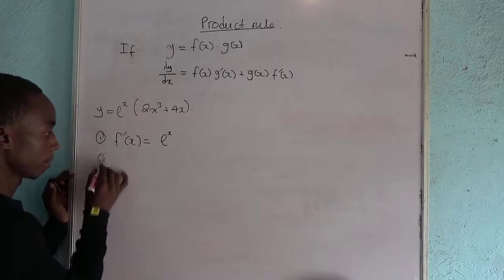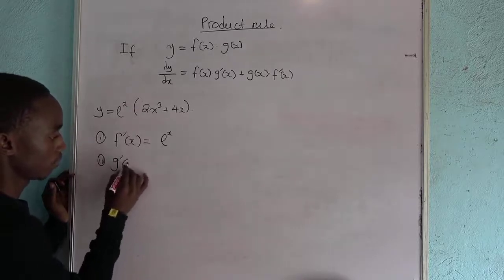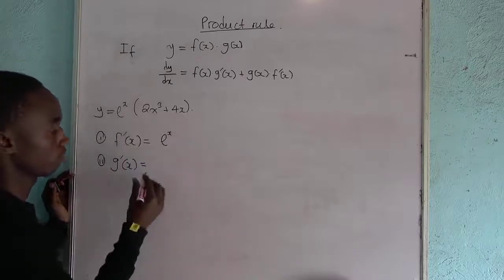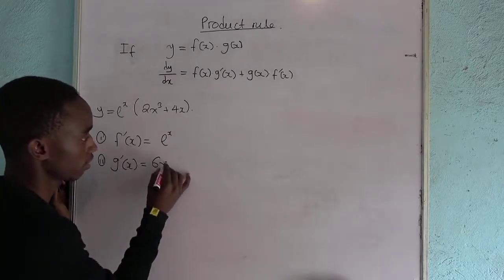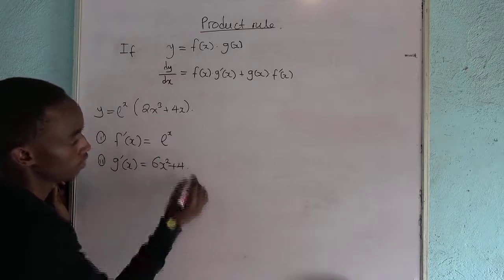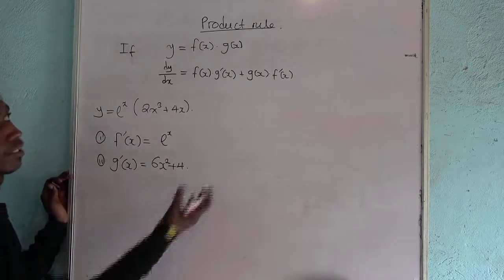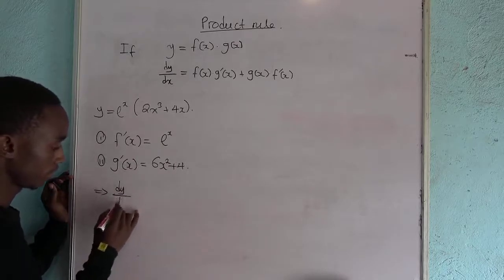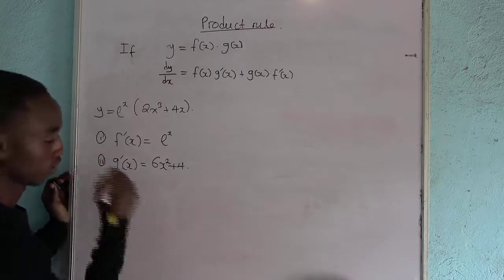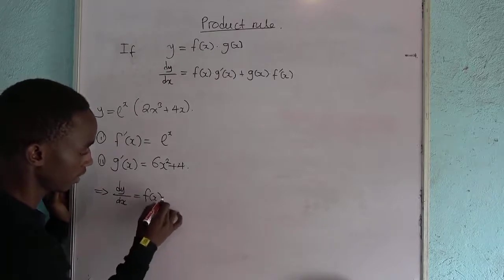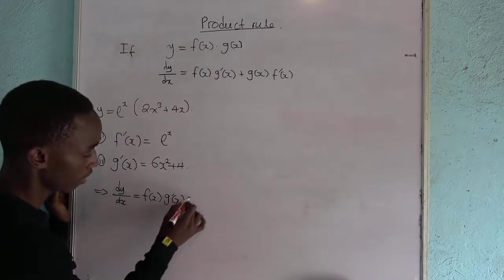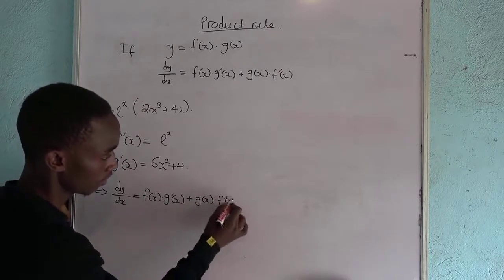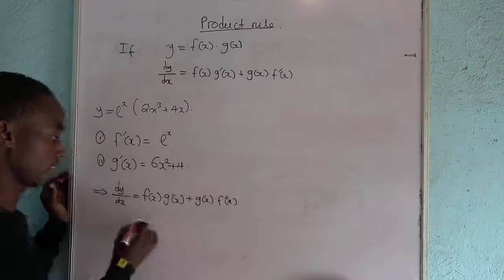And then g prime of x. So g prime of x, we differentiate what we have here. This gives us 6x squared plus 4, like that. Then from here, following that formula, we have that dy dx is equal to f of x times g prime of x plus g of x times f prime of x, like that.